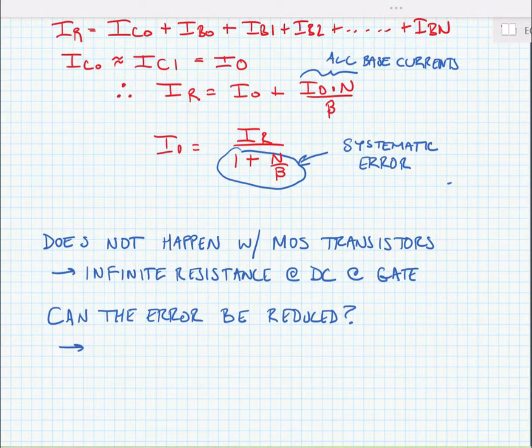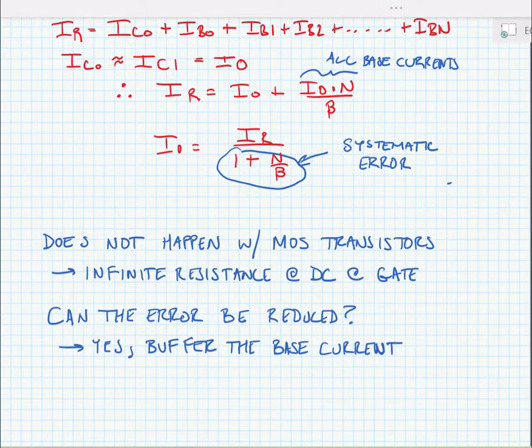Now, we can also ask, can the error be reduced? The answer is yes. We're going to buffer the base current, and we're going to do this using an emitter follower in a formation that we call the beta helper. And we'll look at that in the next video.